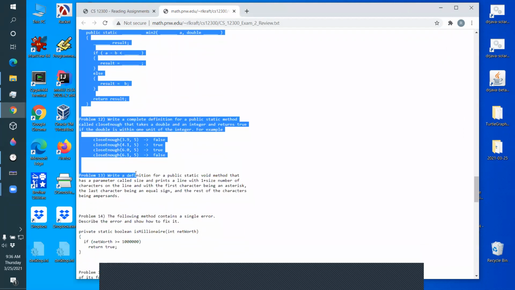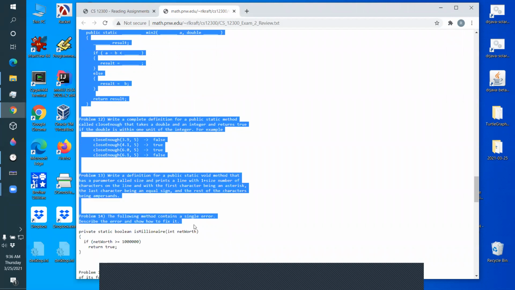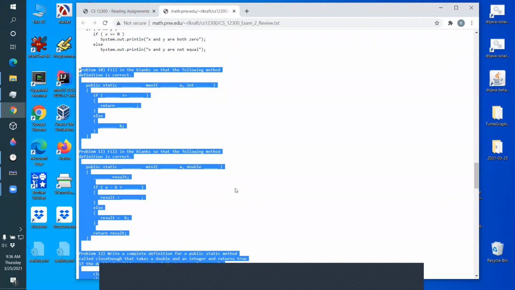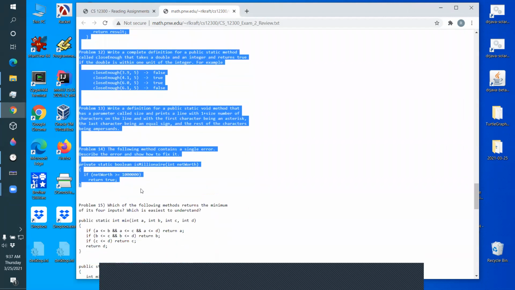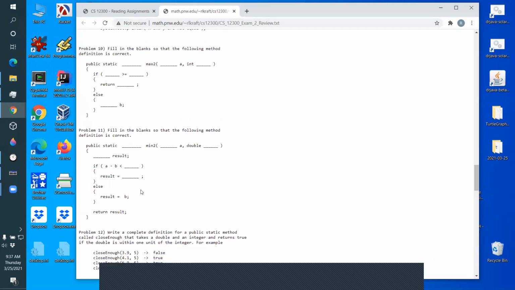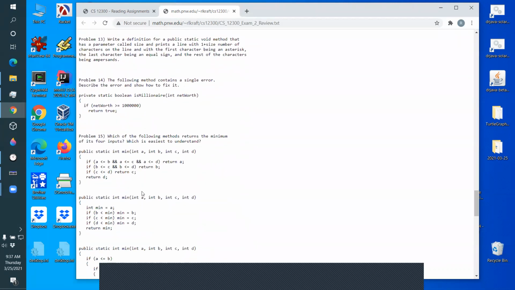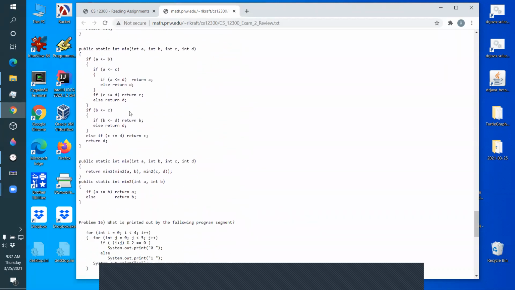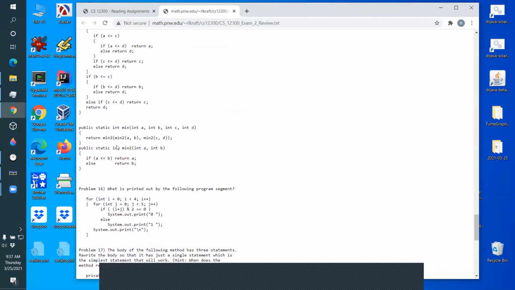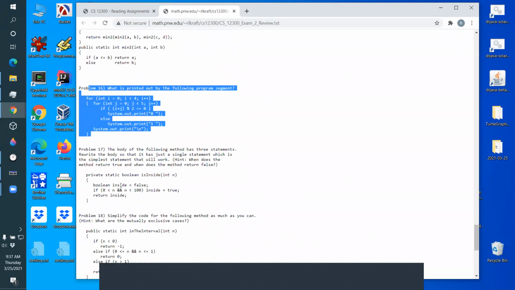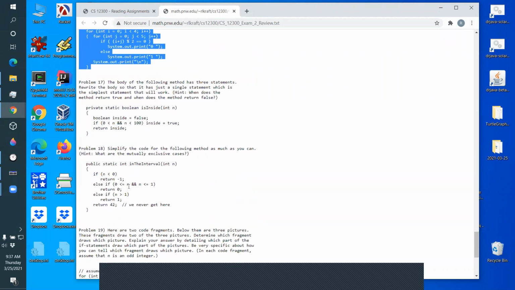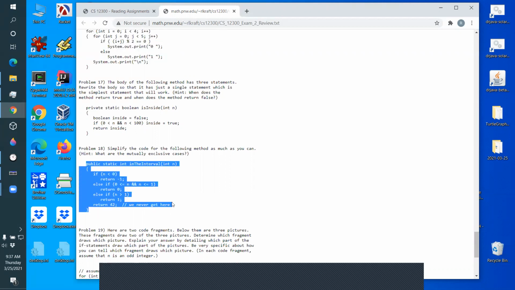Definitely make sure you can do that, that's real important. What's real important is these problems on methods. All the problems about methods are real important. Quite a few of these farther down are about methods. This is back to nested for loops. This one's a method with an if statement in it. All the ones about methods are real important.